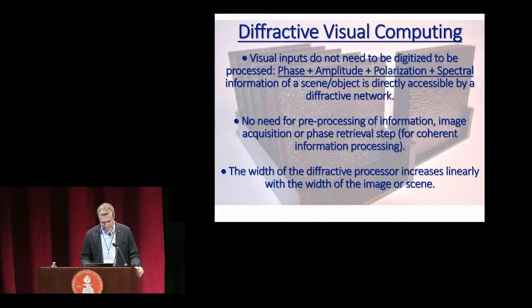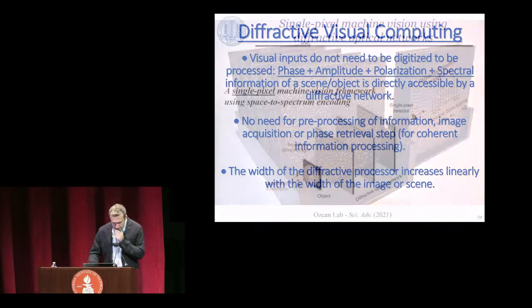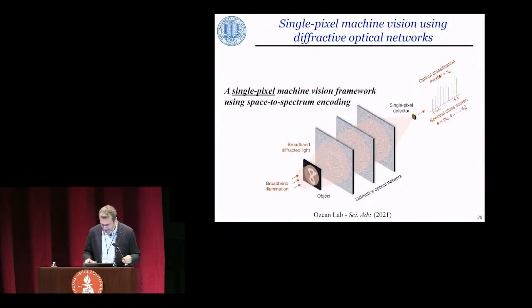You can do quantitative phase imaging with diffractive networks, converting, for example, phase information of a scene into quantitative intensity information, and many others. Perhaps I'll start the computational imaging side with a single pixel machine vision system that does classification by taking actually spatial features of a scene and encoding them into the spectral class scores, spectral signatures, fingerprint signatures that are detected through a single pixel aperture.